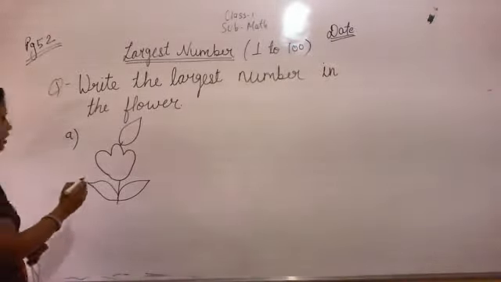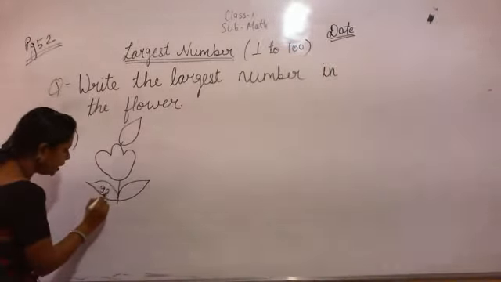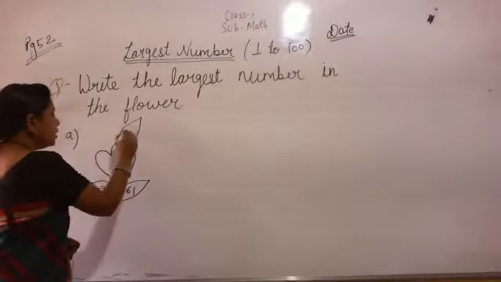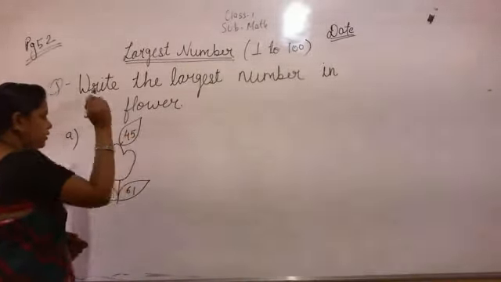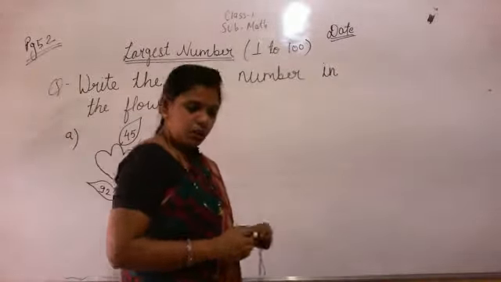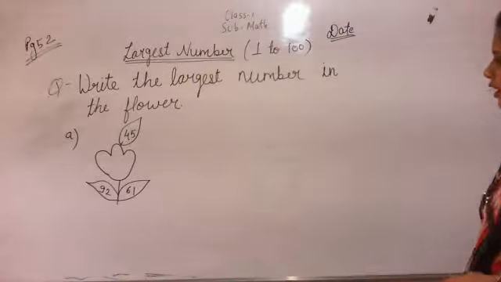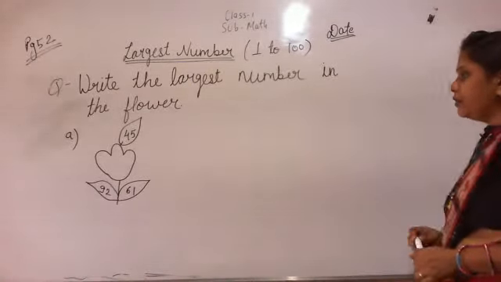Now what are the numbers given? Here is written 92. Here the number written is 61 and here the number written is 45. First of all you write this much: draw one flower and 3 leaves and write the numbers inside the leaves.